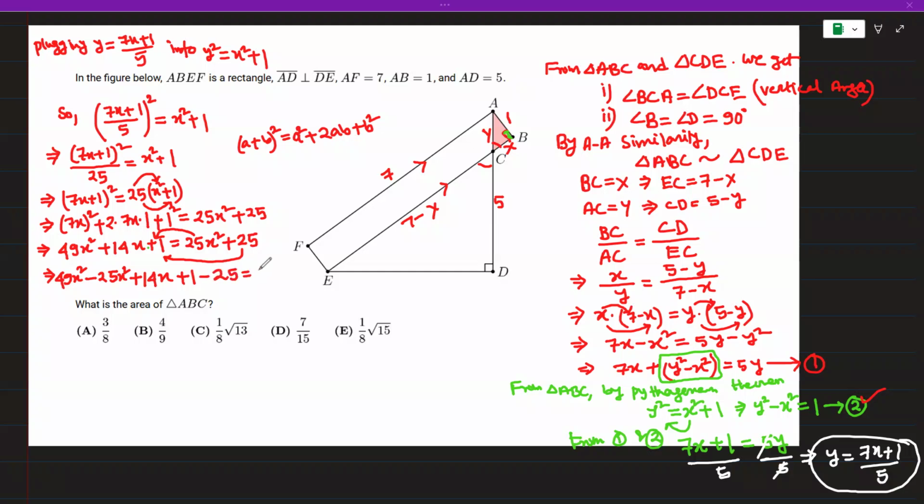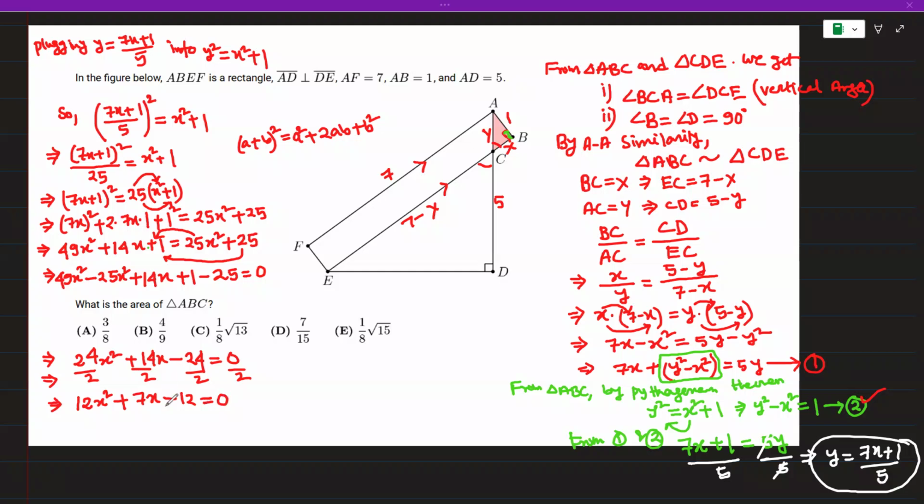minus 25 equal 0. Now 49, if you subtract 25, we get 24x squared, positive 14x, 1 minus 25, we are getting negative 24 equal 0. Now if we divide by 2 both sides, that means we are simplifying this equation. We get this quadratic equation 12x squared plus 7x minus 12 equal 0.